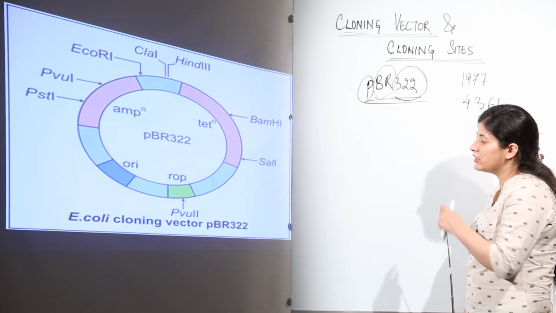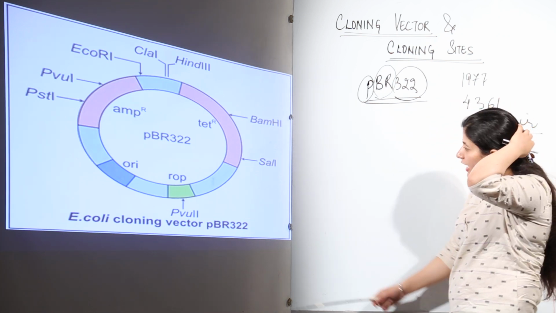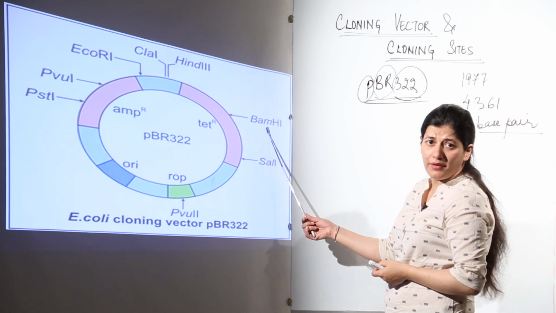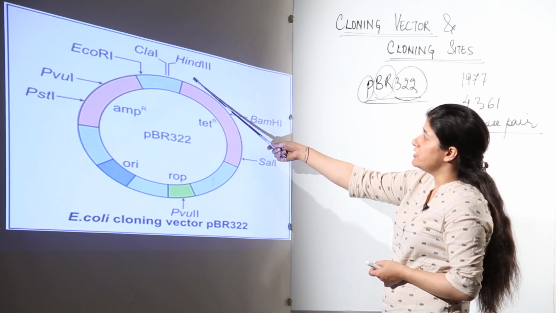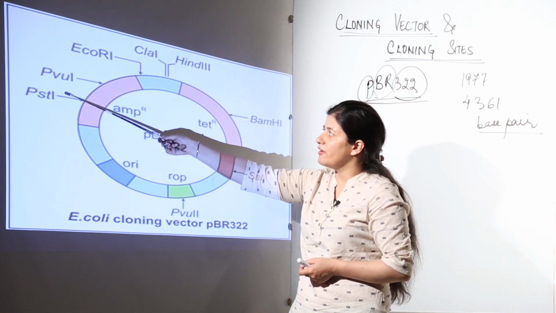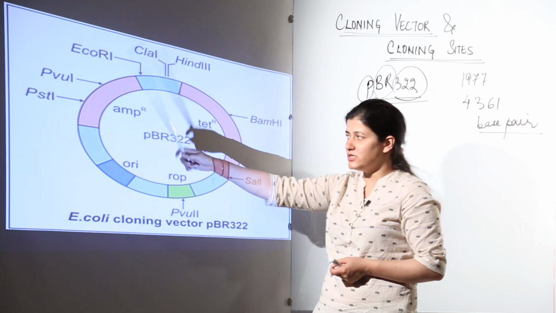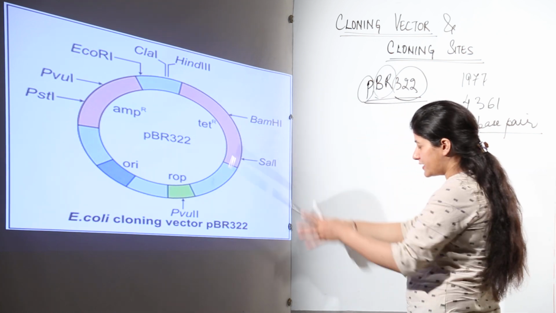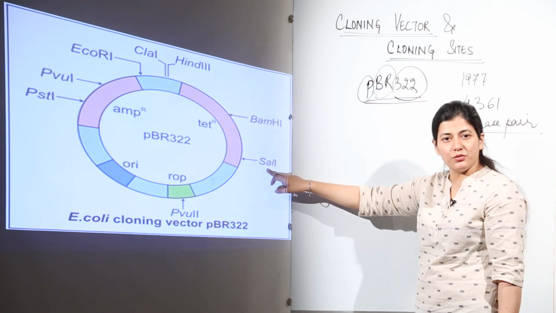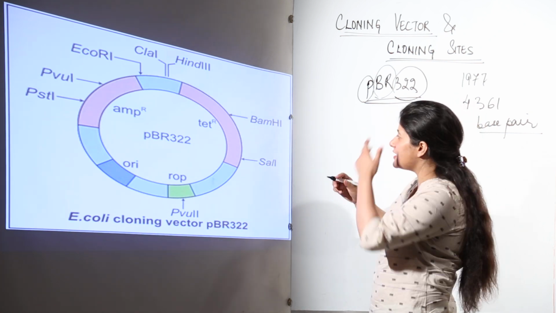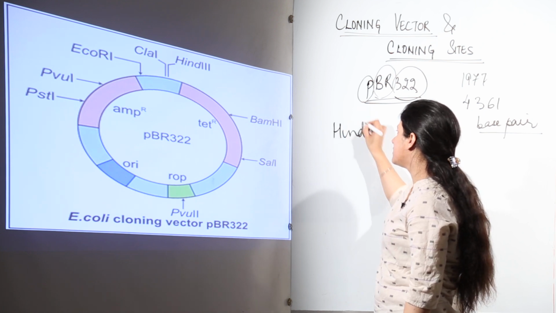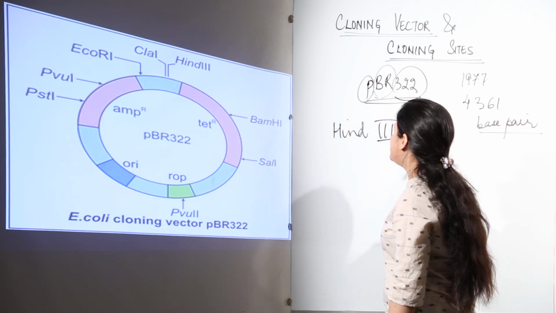Now we have many restriction sites. We have PVU2, we have SAL1, we have BAMH1, we have HIND3, we have CLA1, we have ECOR1, we have PVU1, and we have PCT1. These are the different sites. Now this is certainly a restriction endonuclease site which is shown over here. As you can see that we have HIND3.